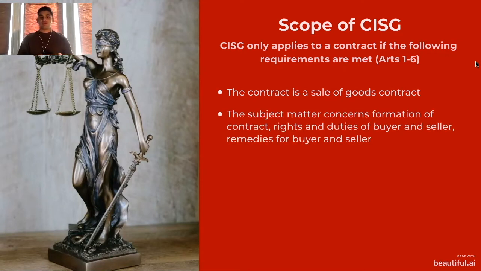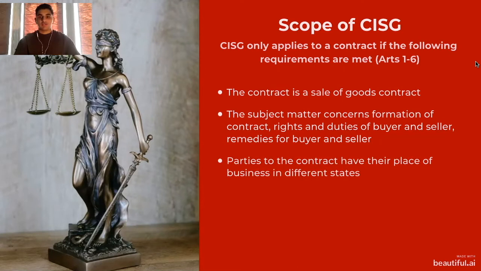Rights and duties of the buyer and remedies of the buyer and seller. It won't look at a lot of other areas of contract law which are regulated by domestic law. So this is really the bare bones of contract law it regulates. Parties to the contract have to have their place of business in different states. Otherwise, if they were in the same state, that would just be regulated by domestic contract law.